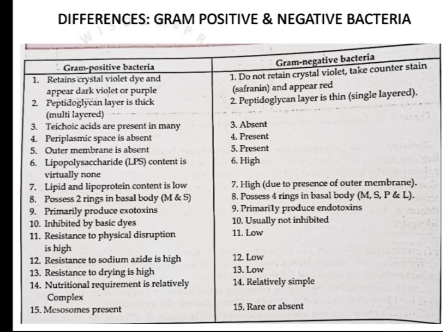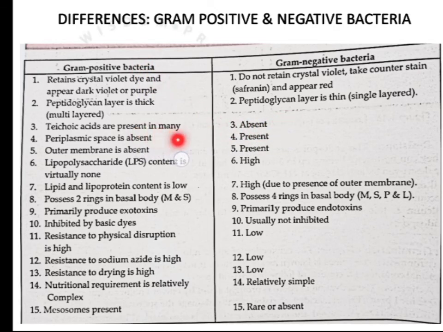Now, the differences between gram-negative and gram-positive bacteria. The first difference is based on the staining property. Gram-positive bacteria retain the crystal violet dye and appear violet. Gram-negative bacteria do not retain the crystal violet, and the counterstain color will be provided, that is pink. The peptidoglycan layer is thick in gram-positive bacteria and thin in gram-negative bacteria. Teichoic acid is present in gram-positive bacteria. It is absent in gram-negative bacteria.